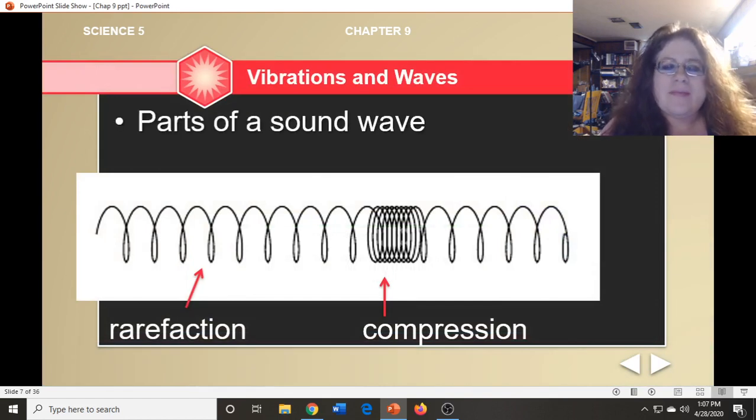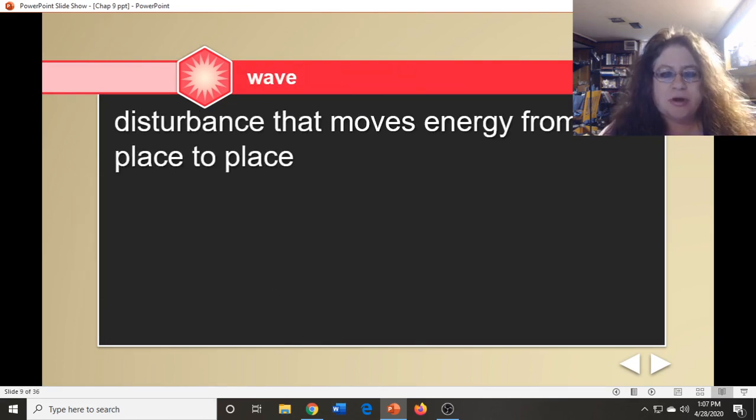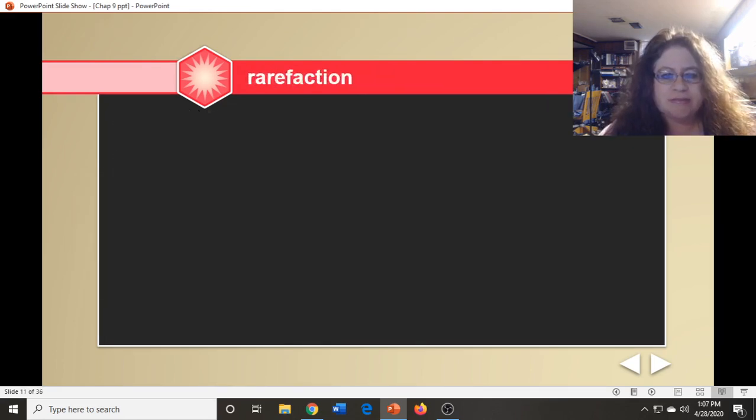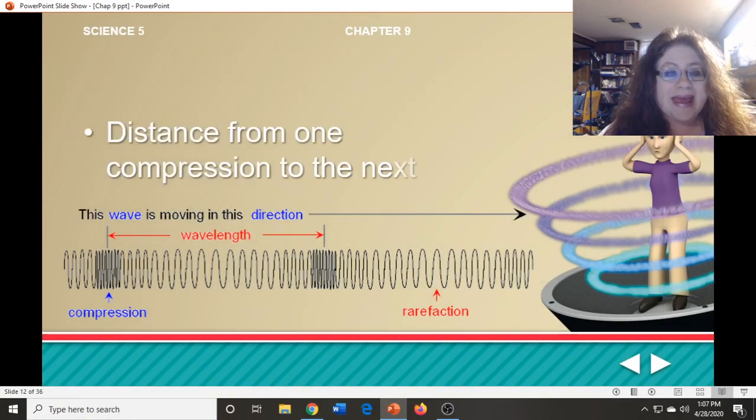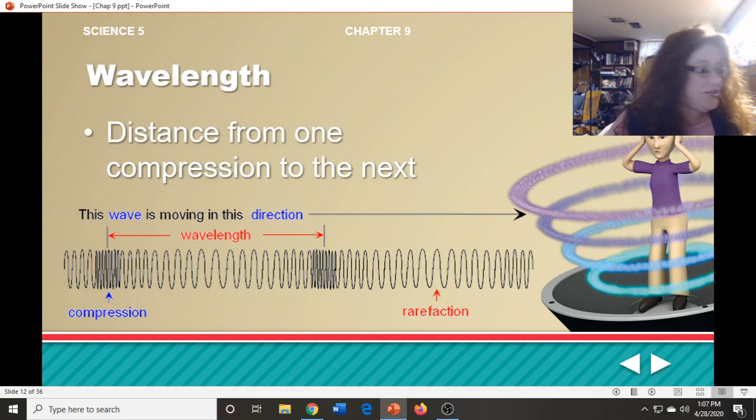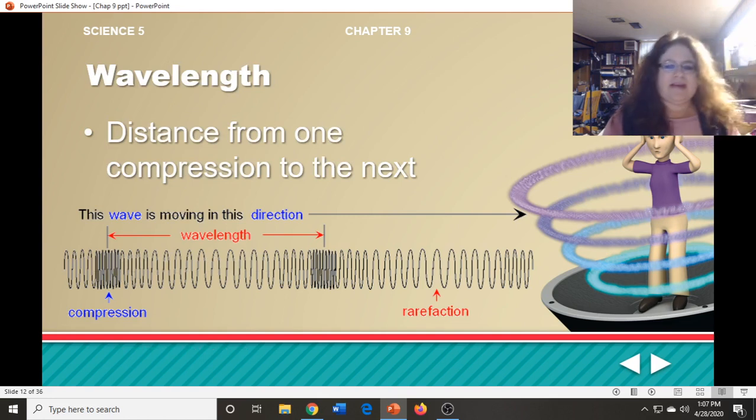We talked about the parts of a sound wave yesterday. When the particles are close together, it is called a compression. When the particles are further apart, it is called a rarefaction. So we talked about that yesterday, and you took some notes, and these are the notes we took yesterday. I'm just going to go through those. Okay. Today, we're going to start at the top of page 220. So please look at the top of page 220 in your book.